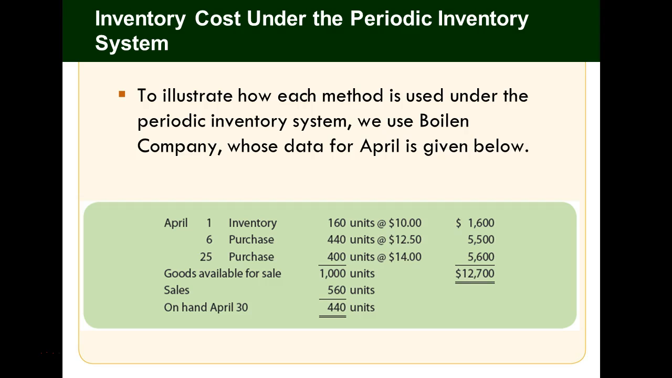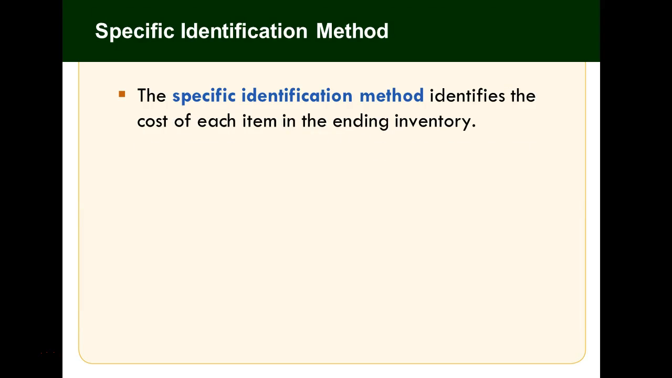So if we sold 560 units and we have left at the end of the month 440 units, which of these units did we sell? Each company gets to determine that. So that's what we're going to learn about, how we determine which cost we assign to the ending inventory and which cost we assign to the cost of goods sold.